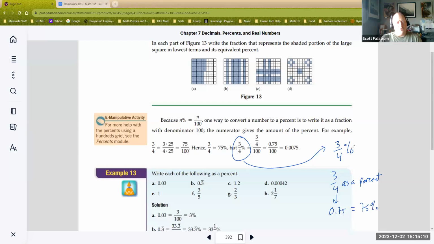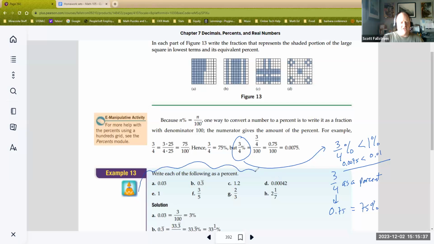But 3/4%, see, that's less than 1%, and 1% would be 0.01. So 3/4 of 0.75 with a percent would actually be 0.0075, again being less than 1%. So be careful, think about the number you have, and then again, percentages are per 100.